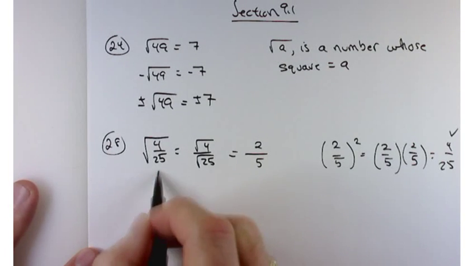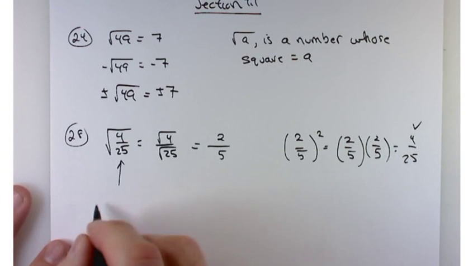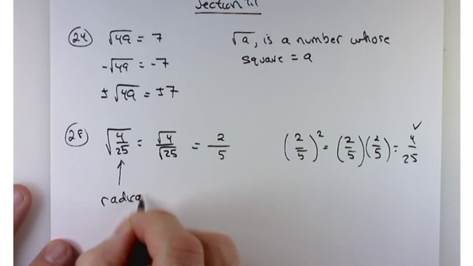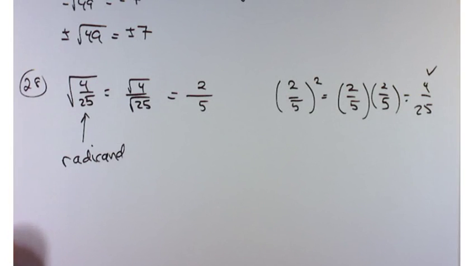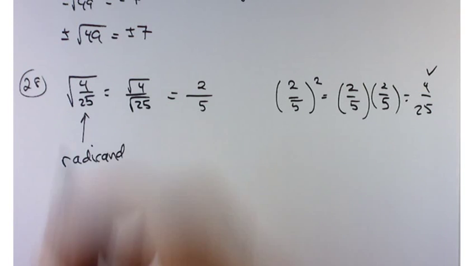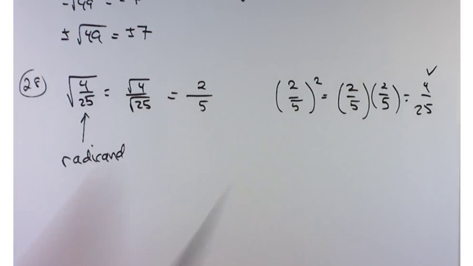By the way, what's underneath the radical is called the radicand. That's the fancy word for it. Not that I'm going to quiz you on it, but if you have occasion to read it, or if I might use it, then that's what's under the radical. So in this case, the 4 over the 25 is the radicand. That's what's under the radical. Like over here, 25 is the radicand, and then numerator 4. Okay?